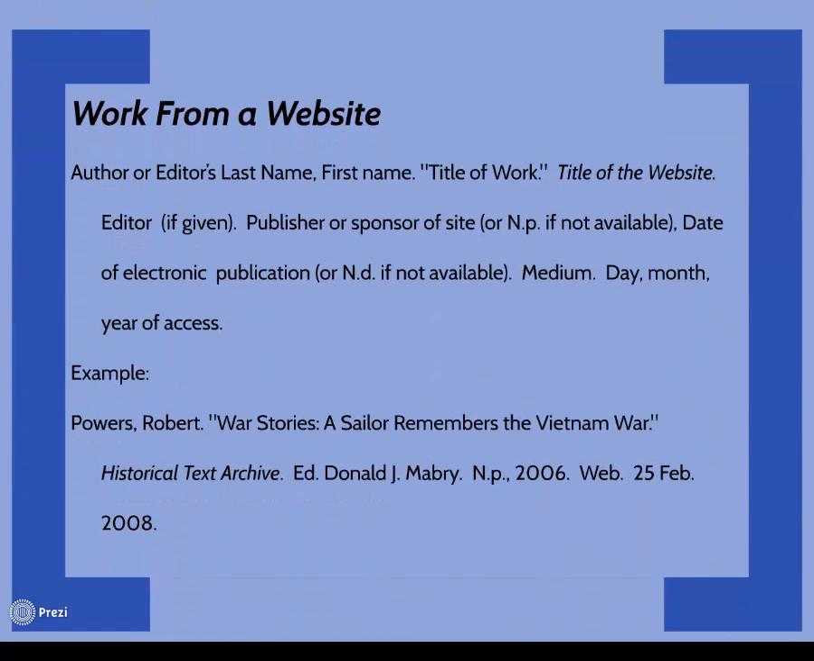Here's an example from a website, and you'll see in this case we have NP for no publisher. Sometimes it doesn't make it clear the sponsor of the site or the publisher of the site, so you have to indicate that you don't know that information.